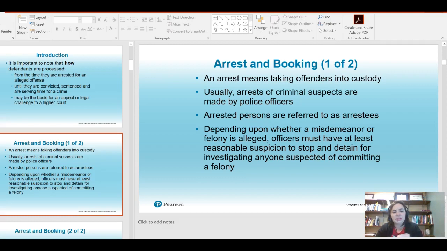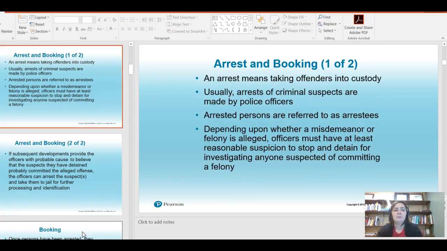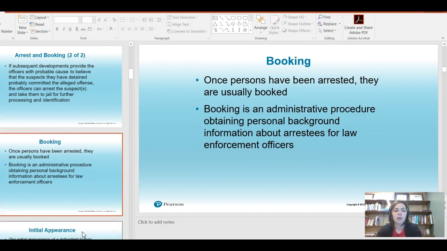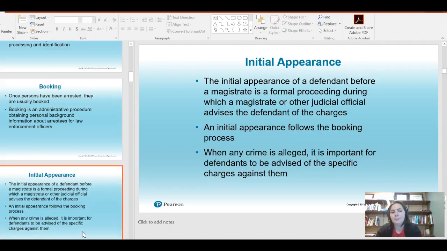Running through the process fairly quickly, the first step of the process is the arrest. This is generally a police officer arresting a criminal suspect, taking them into custody. After the arrest occurs, the individual will be booked. This is an administrative procedure that still occurs in the police station. It involves getting personal information from the offender, as well as inventorying all their possessions and things like that.